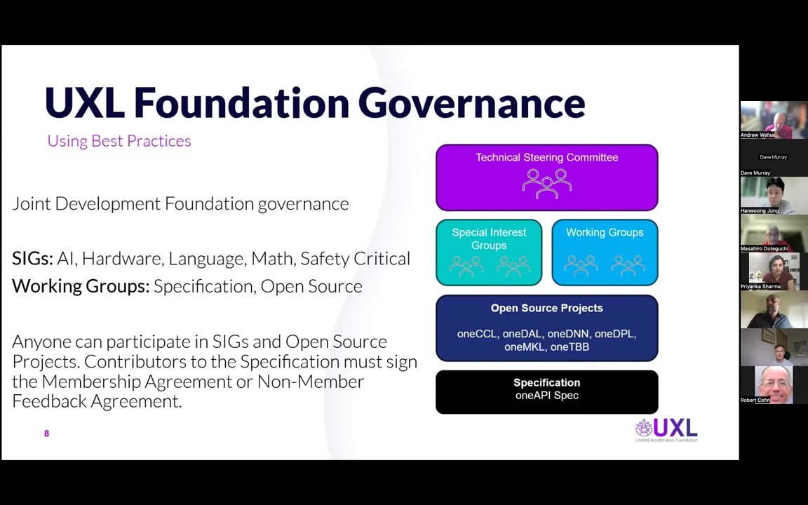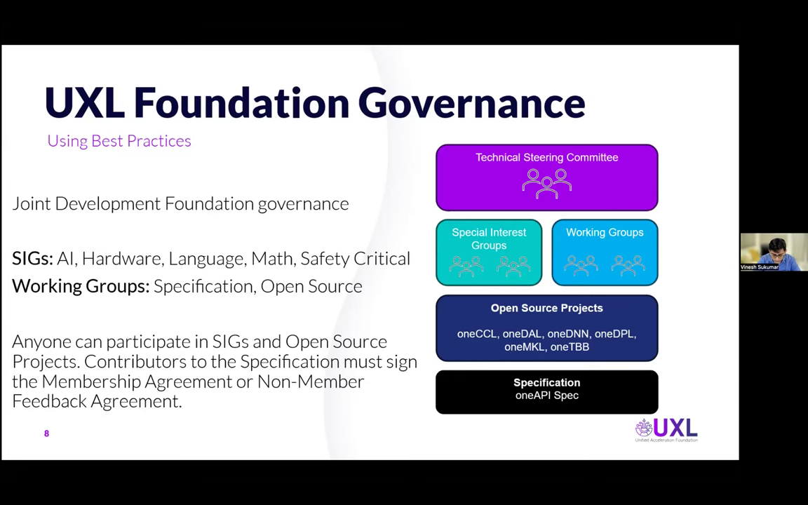And we also have special interest groups, or SIGs as you call them. And these exist as a more informal place for the community to gather, where presentations are made on a range of topics around certain core areas, these being AI, hardware, language, math, and safety critical. We'll talk a bit more about those SIGs and hear from one of our steering committee members as well. Anyone can participate in the SIGs and contribute to the open source projects, but you'll need to join as a member to participate in the working groups.